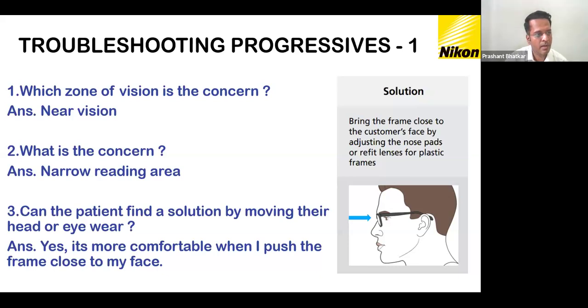Also, in addition to that, if you can give a little pantoscopic tilt, the lens goes a little closer to the patient's eyes, and it automatically helps his near vision area. It becomes a little more broadened. Hussein says, also, can we adjust some? Yes, you can do a lot of things, Hussein. Thank you guys for answering this. Let me go to the second case now.